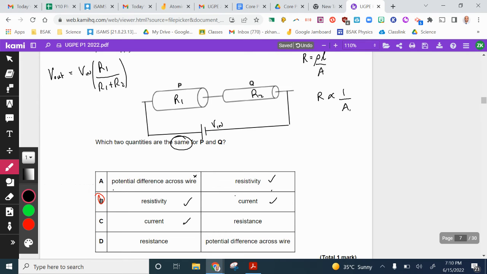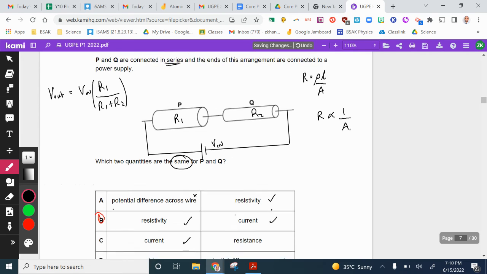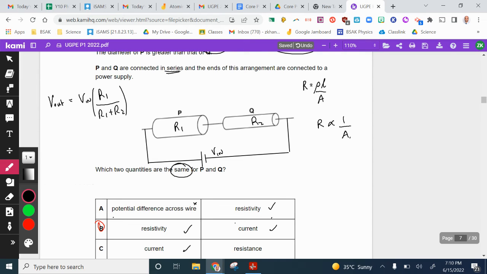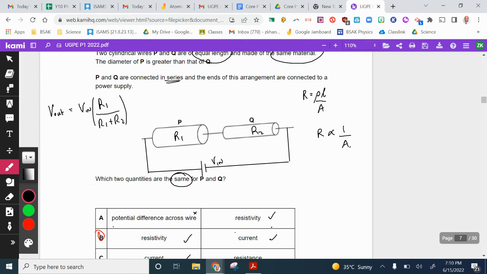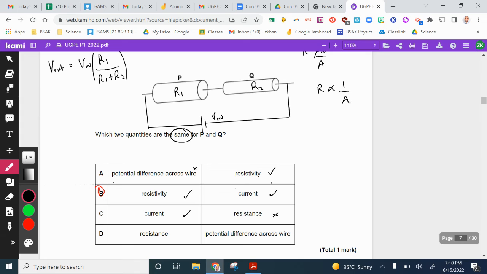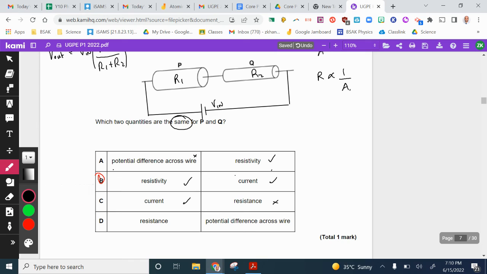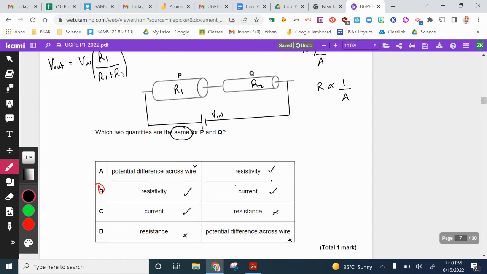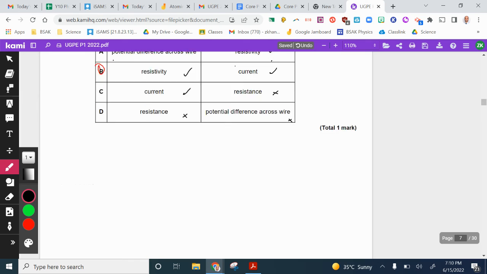Current is the same because it's a series circuit. Resistance is not the same because the cross-sectional area is different across each wire. We just said that resistance is inversely proportional to cross-sectional area, providing the other two are constant, which they are. The cross-sectional area is different, therefore resistance is different across P and Q. Potential difference, we said earlier, is not the same because the ratio of resistance is different. So therefore, B is the answer.